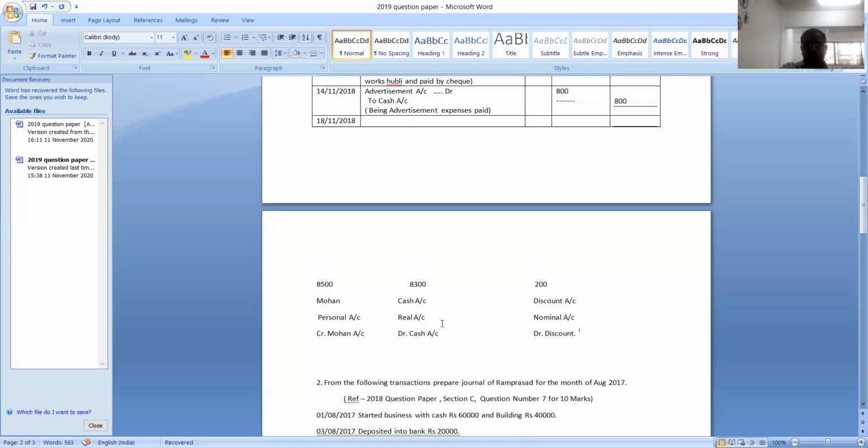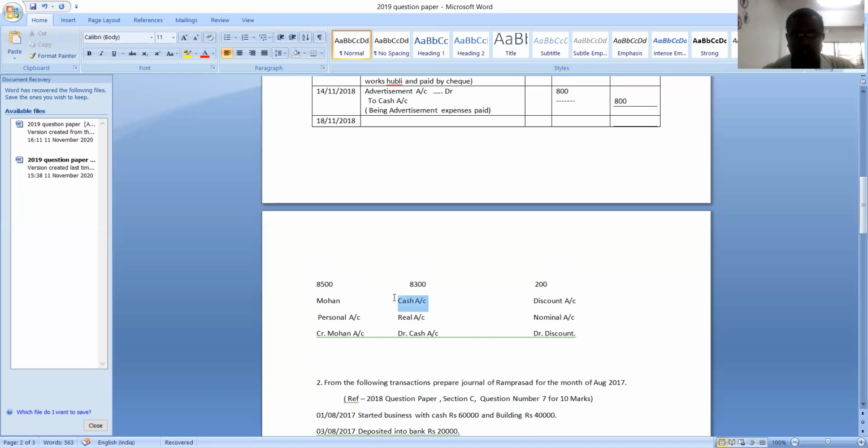So in this particular transaction, two accounts are debited. One is cash account, debited because cash comes in. Another one is discount account, debited because discount is a loss. Then who is the giver? Mohan is the giver. That is the reason Mohan's account should be credited. Understood? Received from Mohan rupees 8,300 in full settlement of his account 8,500. It means we gave him 200 rupees discount. So 8,300 comes in, so cash account debit. Discounts are losses, so discount account debit. To whose account? To Mohan's account.